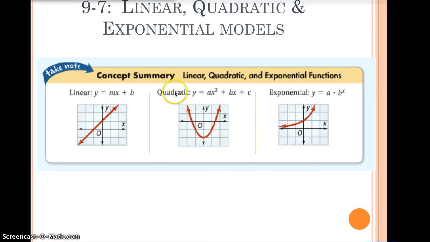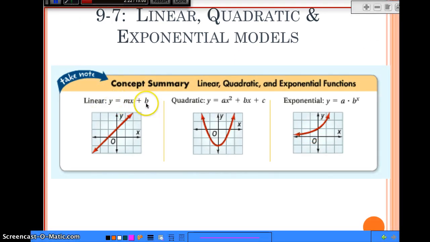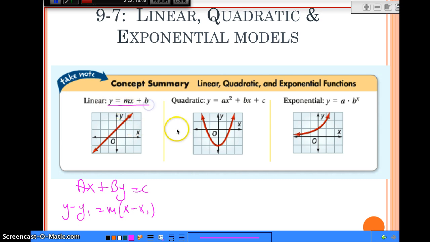Okay, we're going to do 9.7, which is linear, quadratic, and exponential models. We've talked about these in brief. Linear is what we do a lot of in 9th grade. We do quite a bit of quadratic, and we just touch on exponential. Linear equation is usually in the form of y equals mx plus b. They also could write it in standard form, which is ax plus by equals c. Or they could do it in point slope, which is y minus y1 is equal to m times x minus x1. 2 out of the 3 of these are actually on your reference sheet.